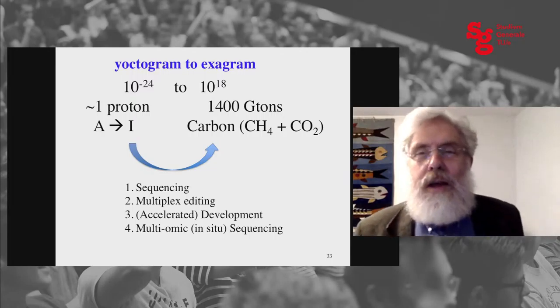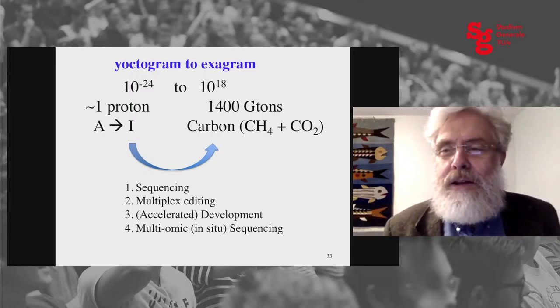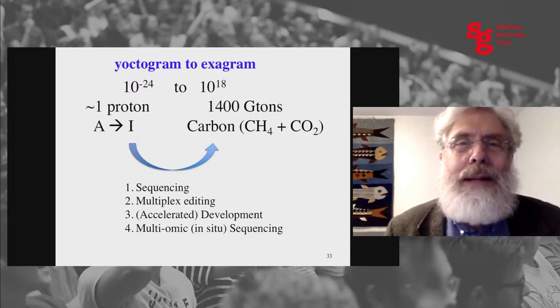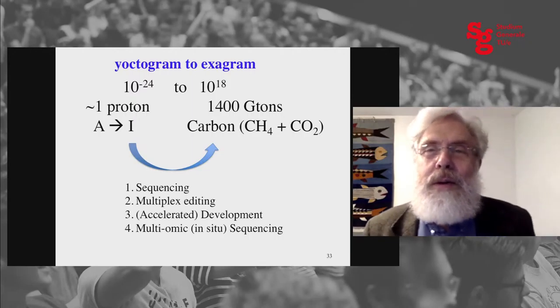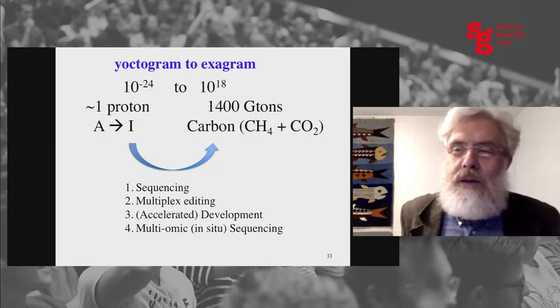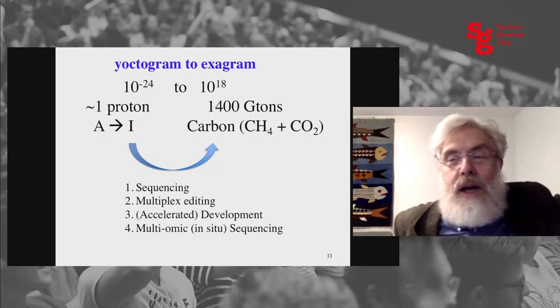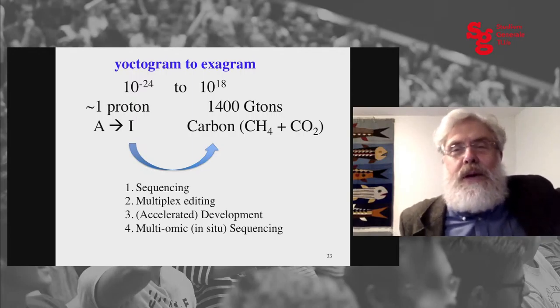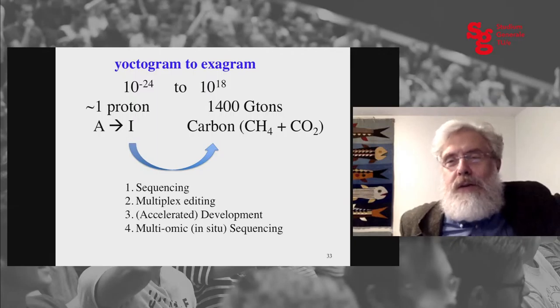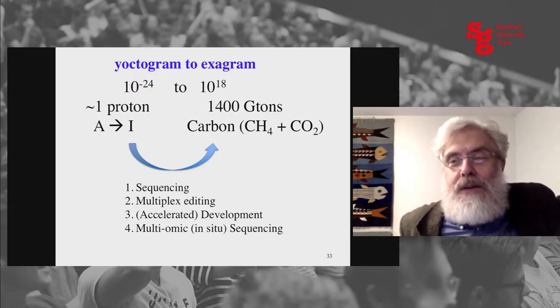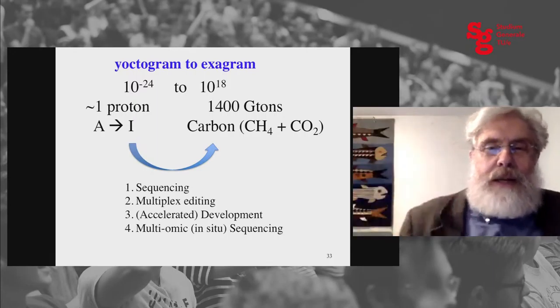This is the opening slide and the final slide, where we've gone from yoctogram, which is one proton, to the scale of thinking of 1,400 gigatons, which is the amount of carbon that's at risk, not due to human activity, which is only 10 gigatons per year, but due to human inactivity in preventing a positive feedback loop.